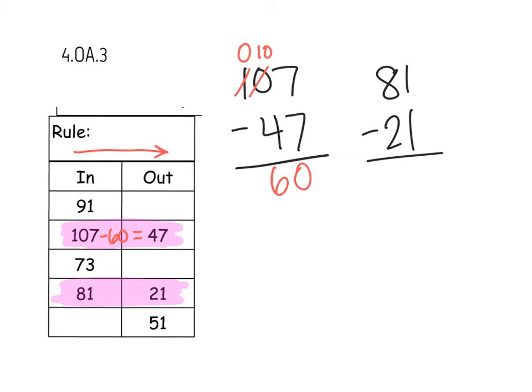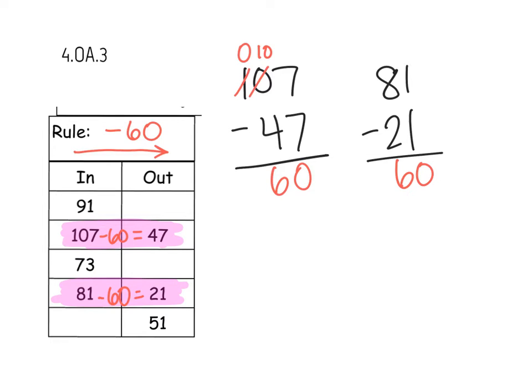I'm going to do the same thing with 81 minus 21. I should come up with the same answer if this is going to follow my rule. So 1 minus 1 is 0. 8 minus 2 is 6. So again, I got 60. So that means my rule is subtracting 60.